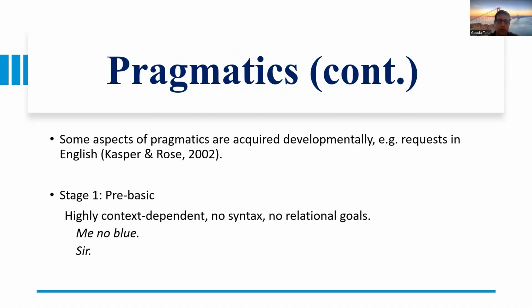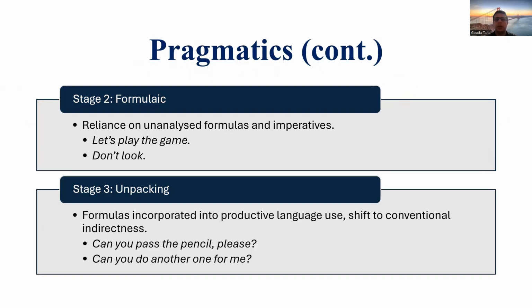For example, in stage one, you might see highly context-dependent requests, with no syntax and no relational goals, like "me new blue" or "me new blues" or something like that. In the second stage, you might find some formula-like aspects, something that they have already memorized or been introduced to, and they're using it as a bulk or as a chunk, like "Let's play the game" or "Don't look." So here we have reliance on unanalyzed formulas or imperatives.